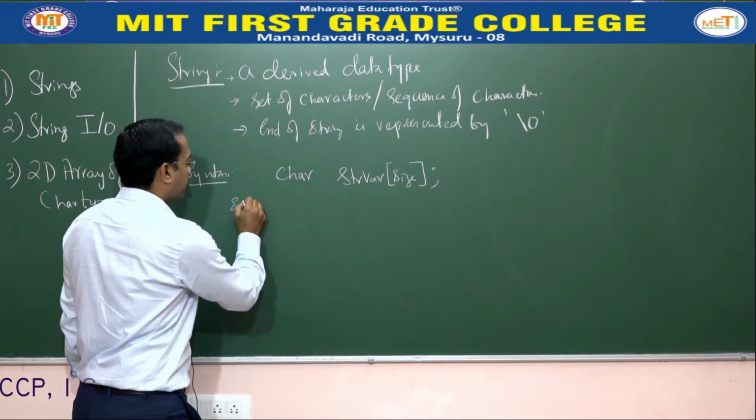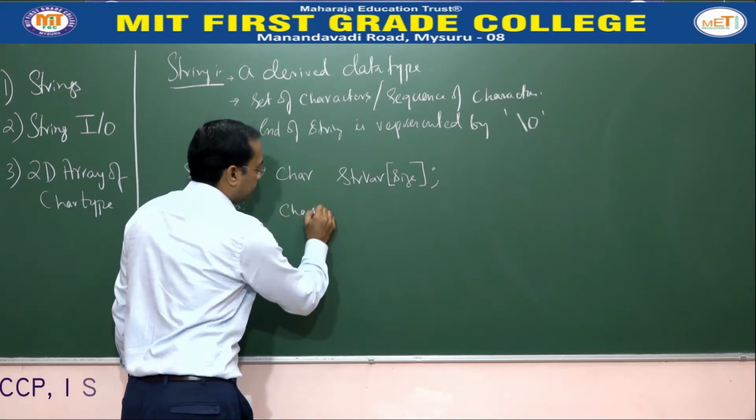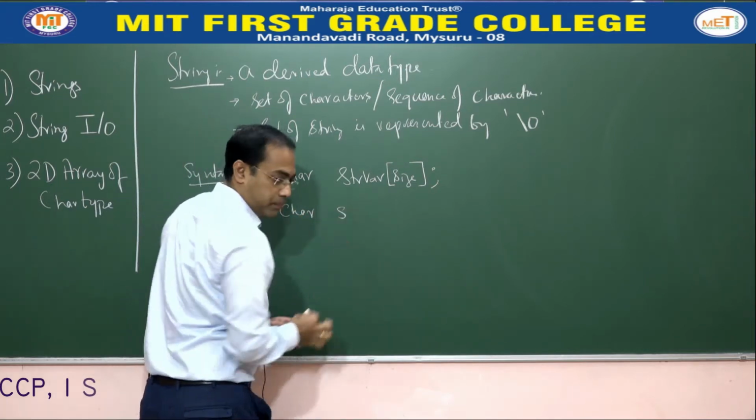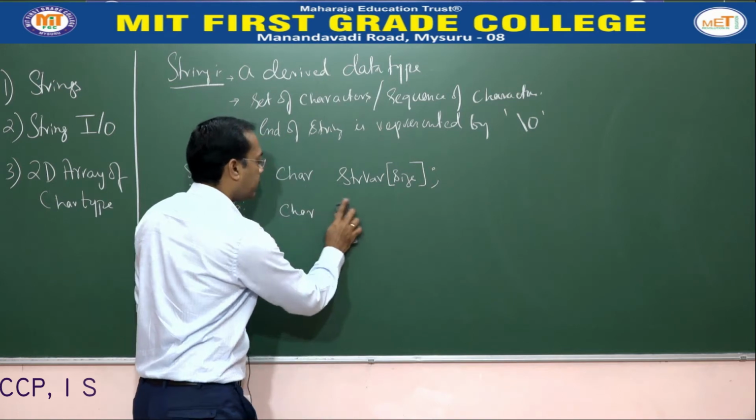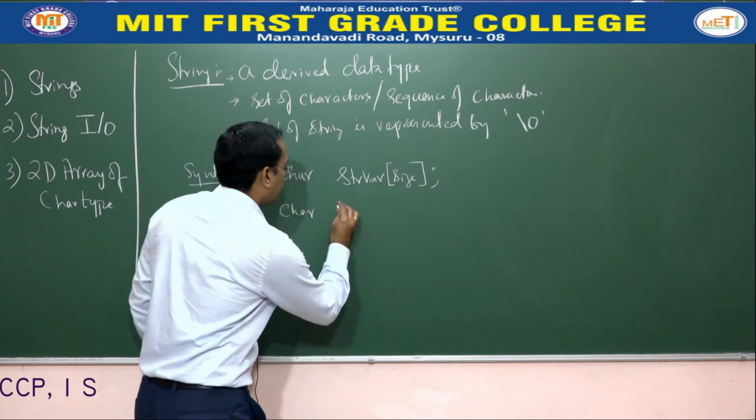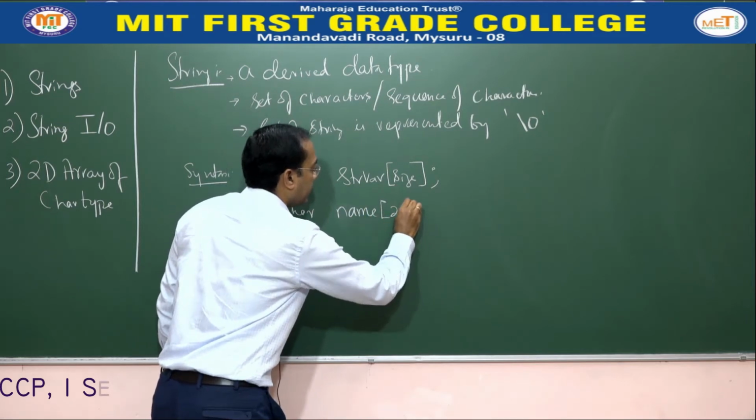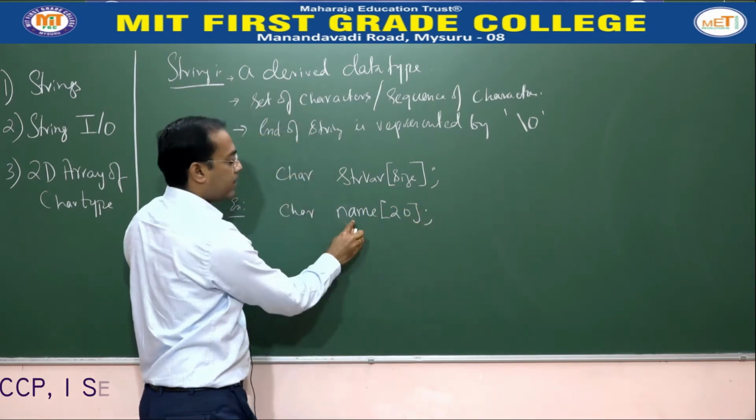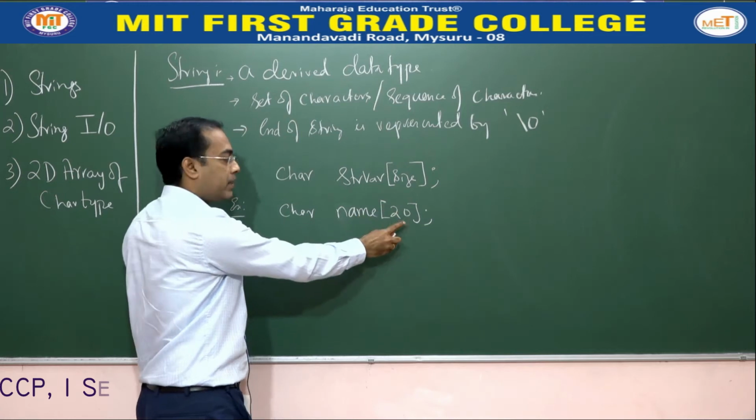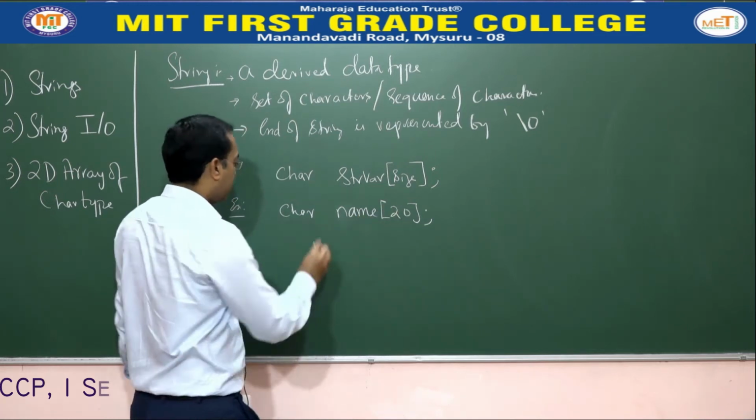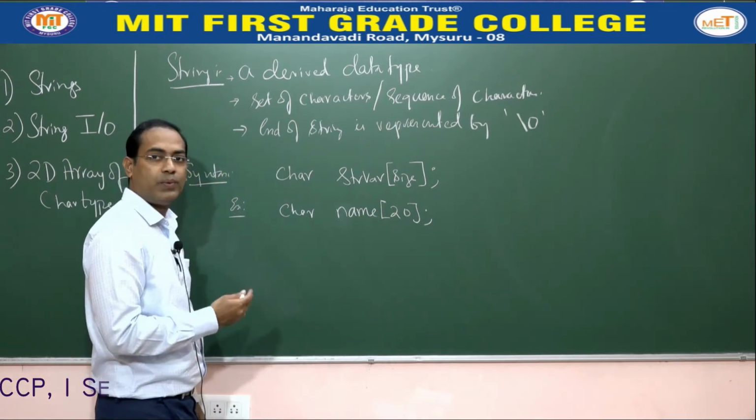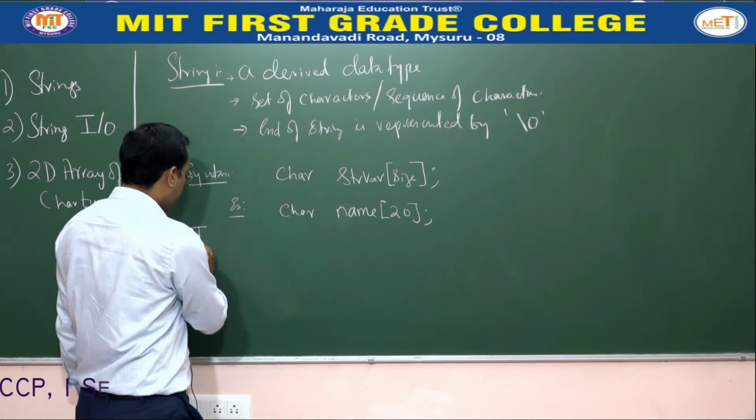We'll take one example: char name[20]. So there is a variable called name and it can accommodate 20 characters. Now we'll see how to initialize the string variable.